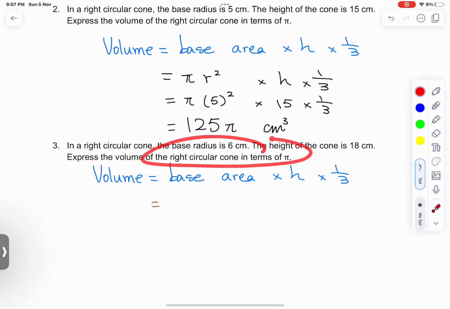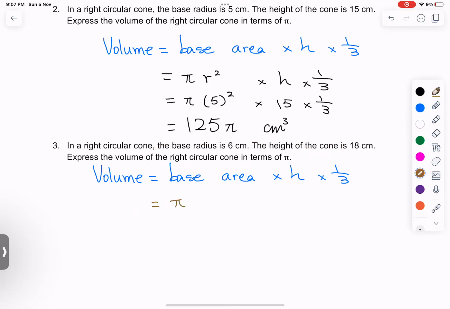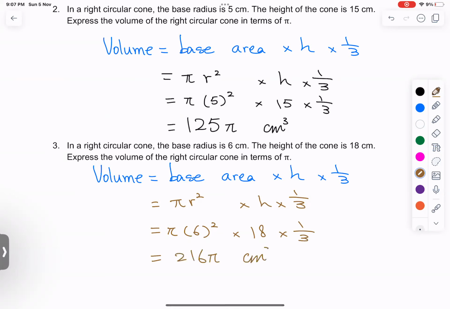So what's the base here again? Because it's a cone, the base is a circle. What's the area of a circle? Area of a circle is pi r squared. And then to find the volume, we times with height, and because it's a pointy shape, you have 1 over 3. So pi, radius is 6 this time. Height is 18 times 1 over 3. And you get your answer as 216 pi cm cube.